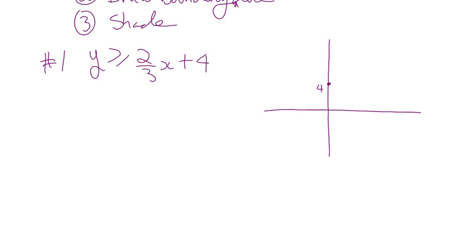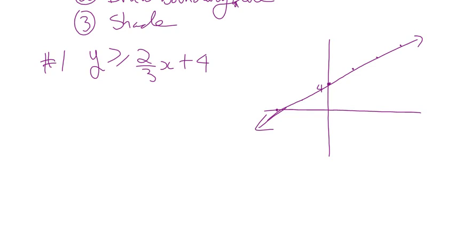Y-intercept is 4. It goes up 2 and right 3. Oh my god, I'm correct. Or it goes down 2 and left 3. Yeah, rise over run.